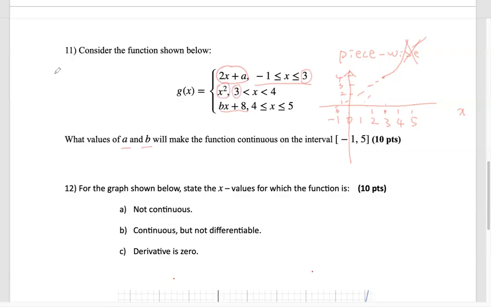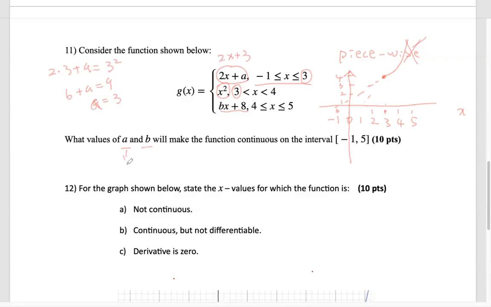So 2 times 3 plus a should equal 3 squared. Because you see this 3 and this 3, they should be touching each other, so they should overlap. So 2 times 3, 6, plus a equals 9. So a equals 3, right? 9 minus 6. So this should be 2x plus 3.